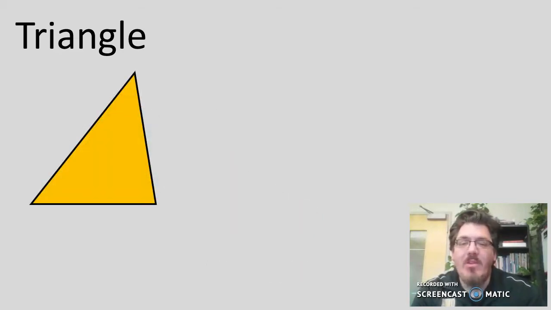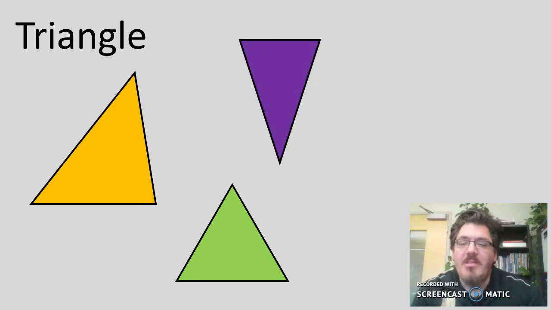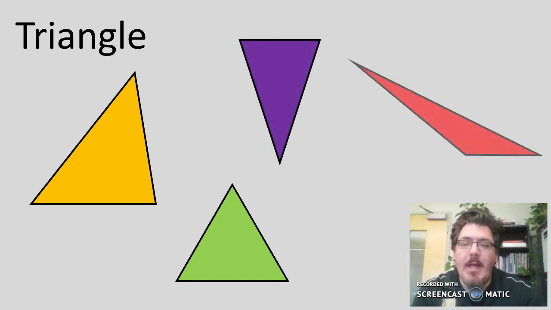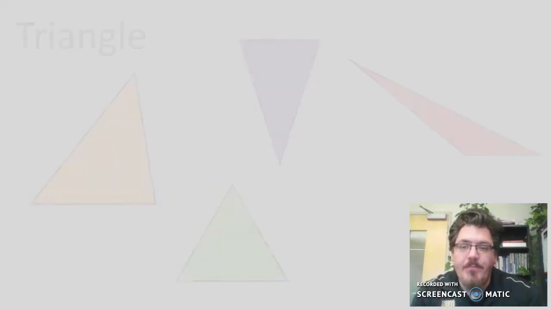Sometimes the side lengths are all different. Sometimes the side lengths are the same. Sometimes a triangle looks nice and symmetrical, and sometimes a triangle looks like it might just tip over. No matter the orientation, the size, or the configuration of the sides, the key characteristic your student should recognize is that all triangles have three straight sides.